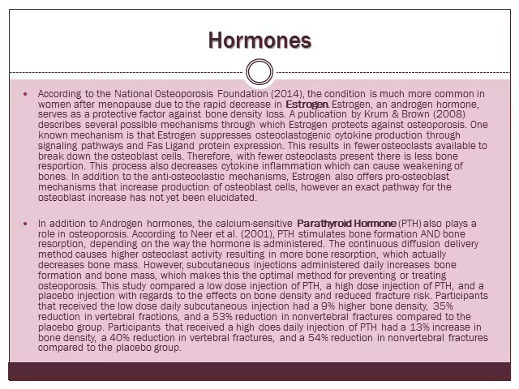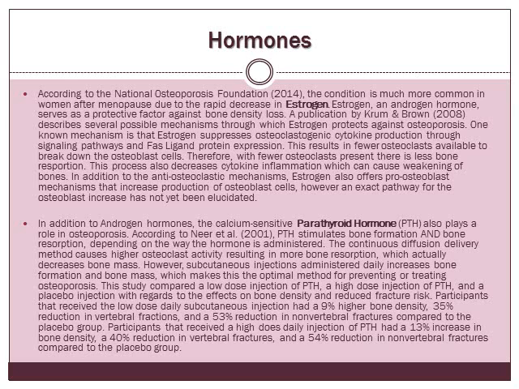In addition to the androgen hormones, like estrogen and testosterone, the calcium-sensitive parathyroid hormone, or PTH, also plays a role in osteoporosis. In a study by Neer and colleagues, PTH was found to stimulate bone formation, but also bone resorption. And that depends on the way the hormone is administered. So continuous diffusion delivery actually causes higher osteoclast activity, resulting in more bone resorption, and that decreases bone mass.